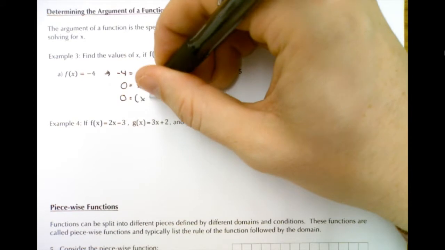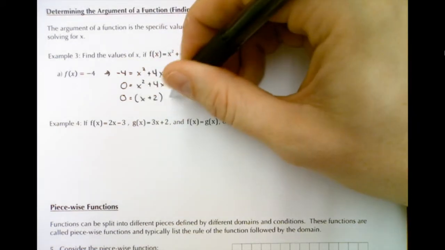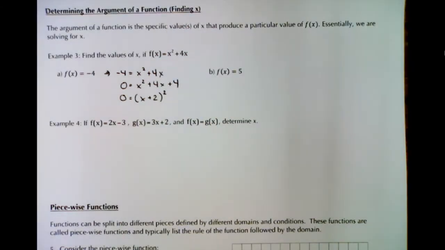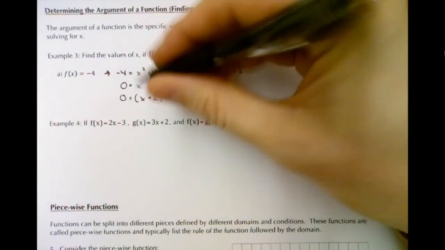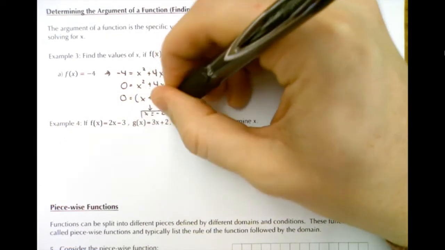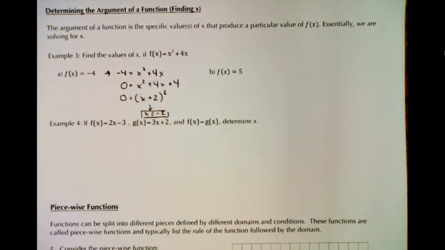So we got x plus 2 and x plus 2, but that's the same bracket twice, so we can just write one bracket squared. So the value that would solve this is negative 2. That's our solution. That's our root, or our 0.